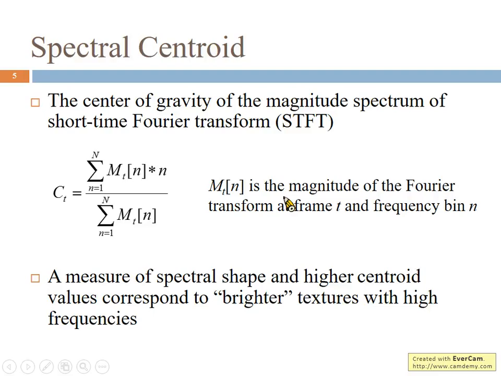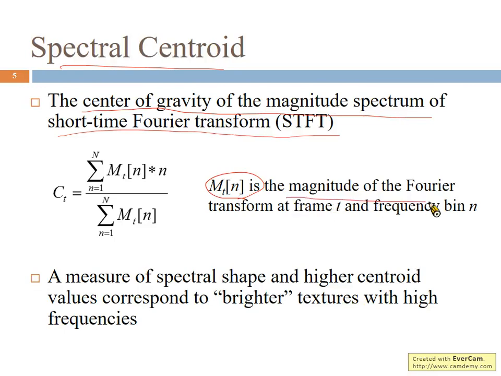So we will also very briefly review the timbral texture features. Okay, the spectral centroid is the center of gravity of the magnitude spectrum of the short-time Fourier transform. So here, M_t[n] is the magnitude of the Fourier transform at frame t and frequency bin n. And we can see here, this is just like in probability, the expected value of the random variable n. Or we can see that this is just the mean, the weighted average of the Fourier transform.